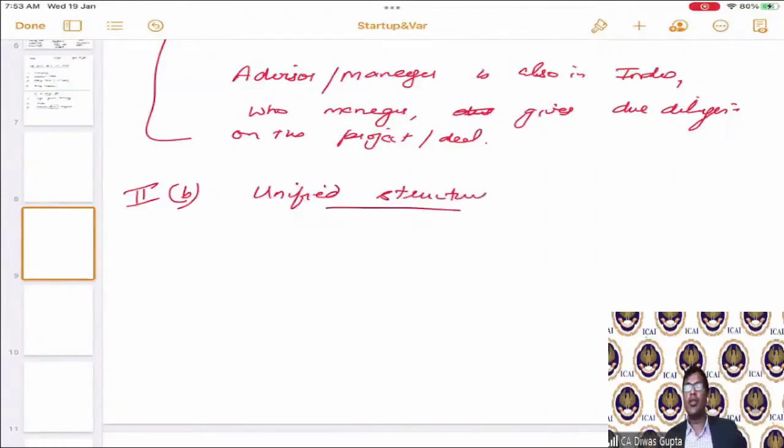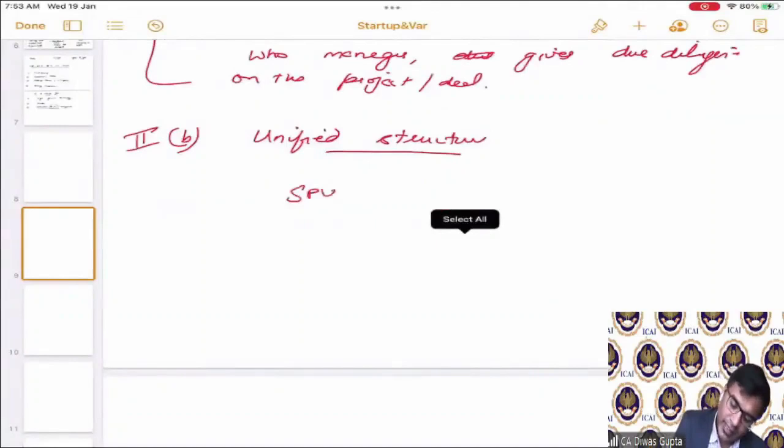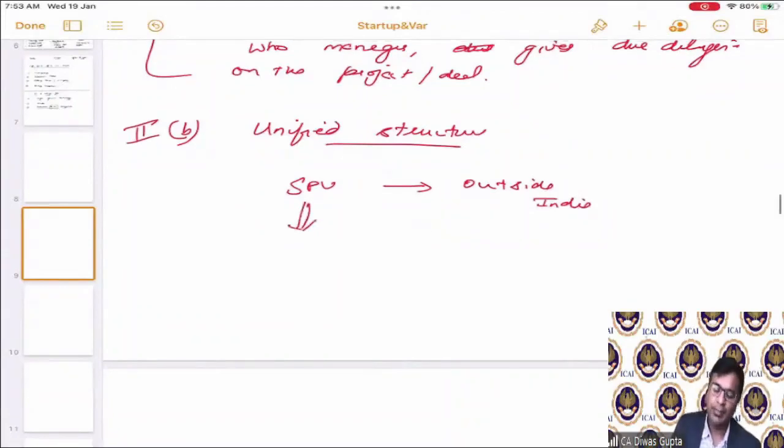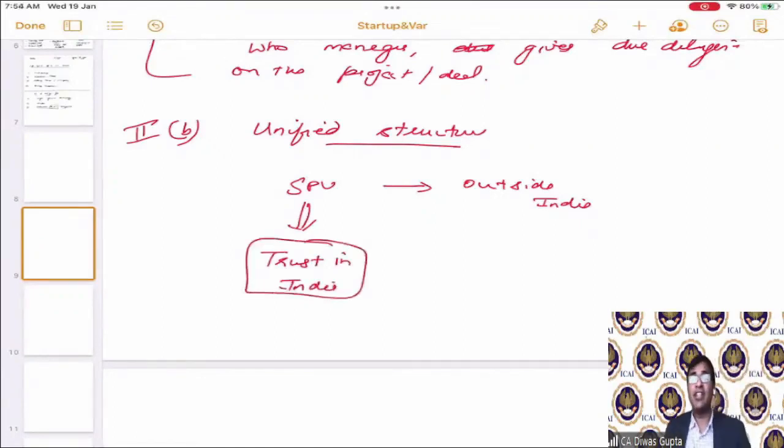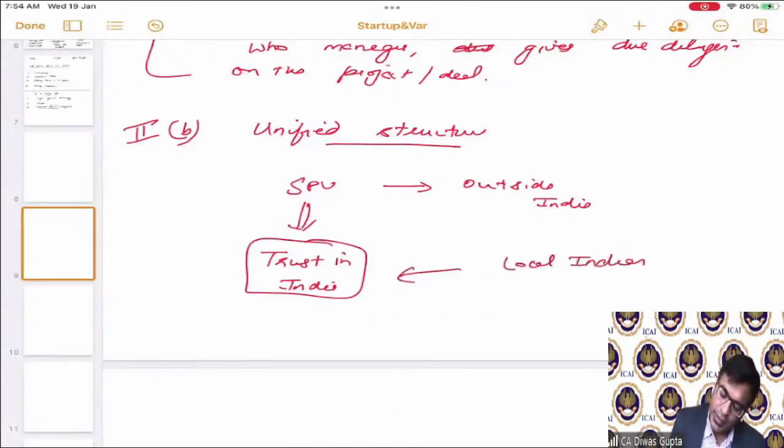Now, what will happen in case of a unified structure? So in case of a unified structure, this SPV is still outside India. But this SPV will not directly invest into our companies, into India's startups. It will again form a trust in India. So already the SPV is a trust itself, but again it will form a new trust in India, and in this trust, local Indian investors can also invest.